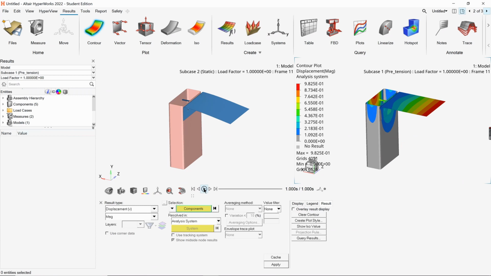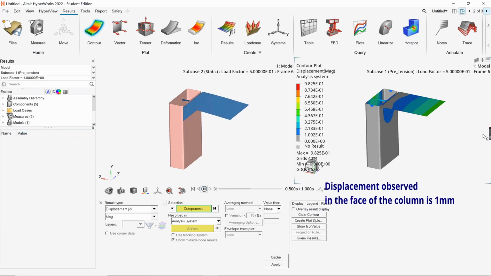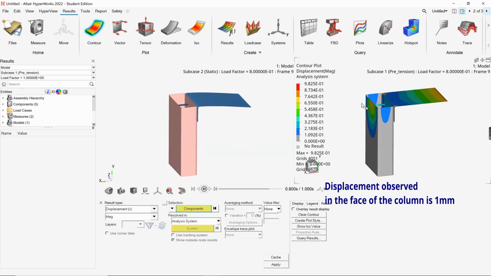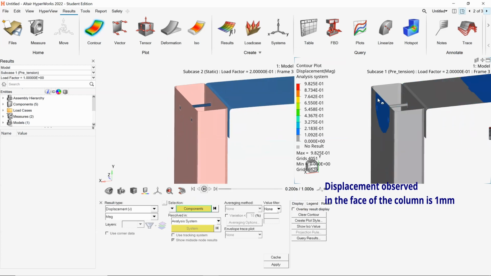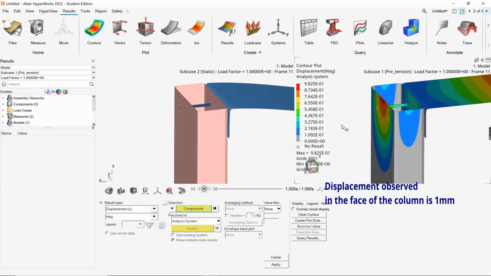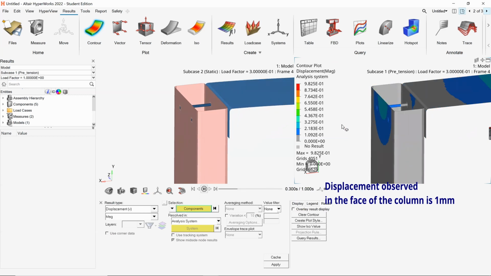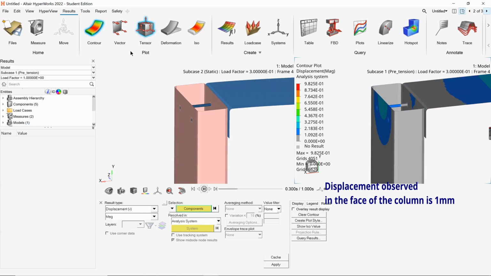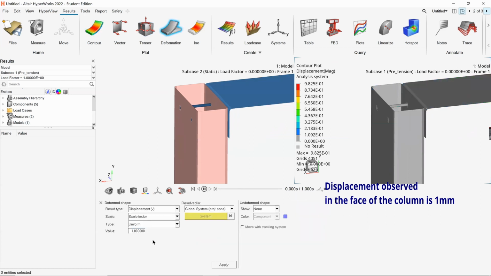Yes, we are able to see the displacement contour. We see a maximum of 0.9, that's about 1 mm, happening on the column, where the column is getting pulled in. Because we applied some tension, whenever we tighten the bolt using the nut, the part is getting pulled inside. We can show you a scale factor for a better understanding.